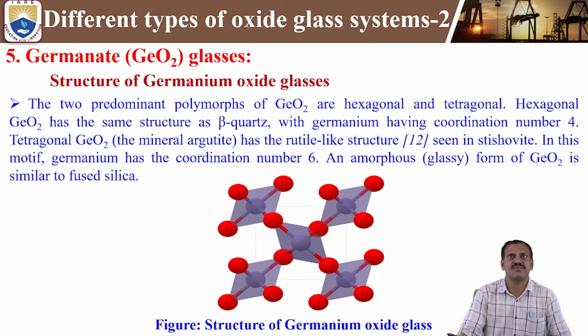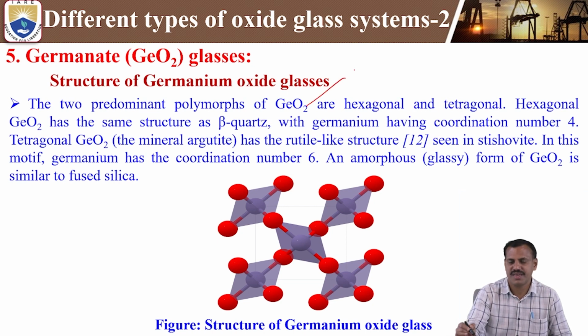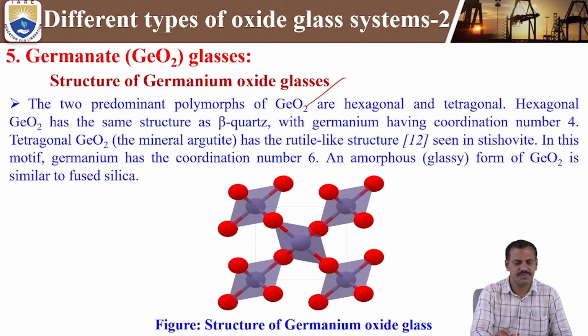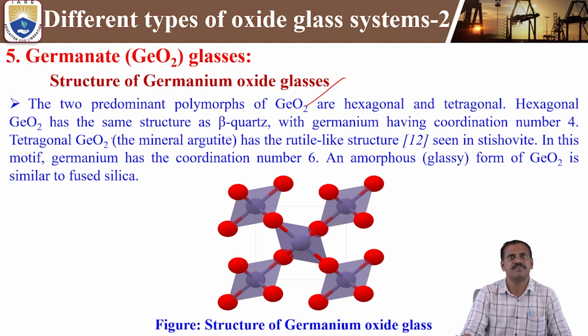Next, coming to the structure of germanium dioxide. The structure of germanium oxide glasses: the two predominant polymorphs of germanium oxide are hexagonal and tetragonal. Hexagonal germanium oxide has the same structure as beta quartz, with germanium having coordination number 4. Tetragonal germanium oxide, the mineral argutite, looks like a rutile-like structure. It shows the rutile-like structure for the germanium-based glass systems. In this modification germanium has coordination number 6.